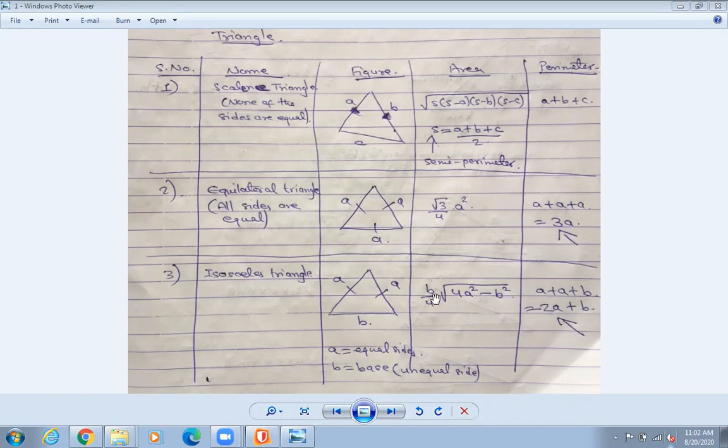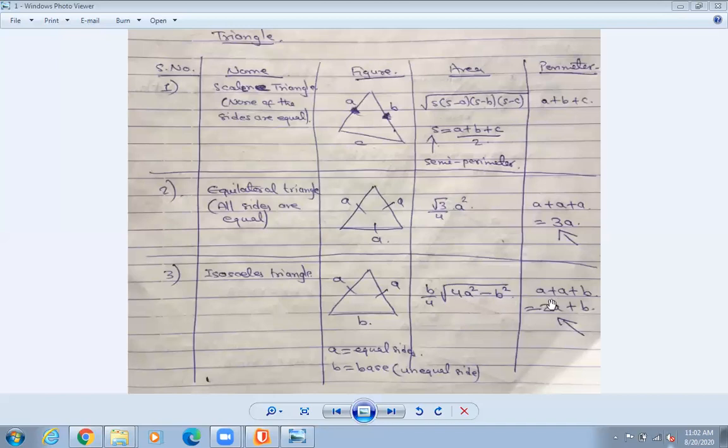Is that okay? b by 4 root under 4a square minus b square. Start from b, b by 4 root under, write a 4 and then 4, and remember one formula: a square minus b square. That is the formula.